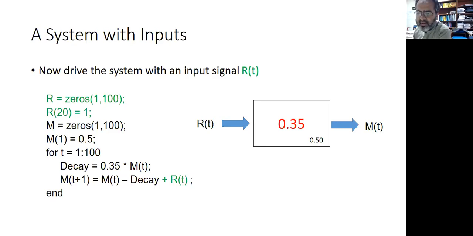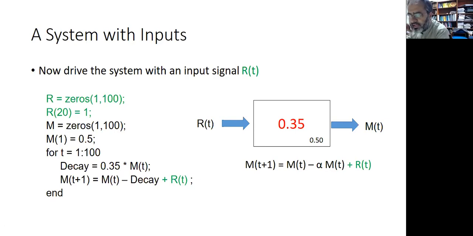What do I mean by driving? Look at the recursion. The rest of the code is the same. But here, every time the system goes through time step t, it takes in the t-th index value from R and adds it to this recursion. So from the signal and system point of view, the recursion is modified by R of t. Previously the recursion was completely made up of things which were its own, like M being modified by its own value. Now it is something coming from the outside, and I have to specify what R is, and that is being specified in the green code.